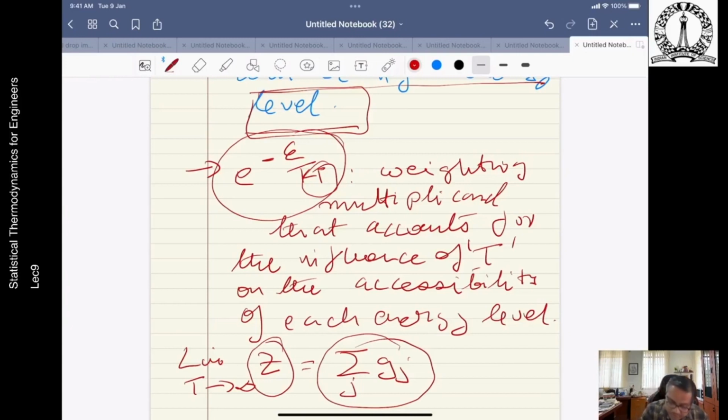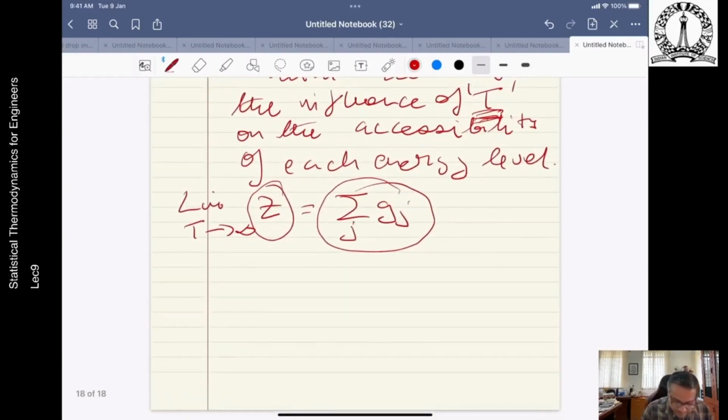The role of temperature is that it regulates whether the higher energy levels, or all the energy levels, are accessible to the particle or not. If it is low, then the higher energy levels are less and less accessible. But when it is high, all the energy levels become equally accessible, and therefore you don't need this term at all. So this weighing fraction is no longer required in a situation like this.